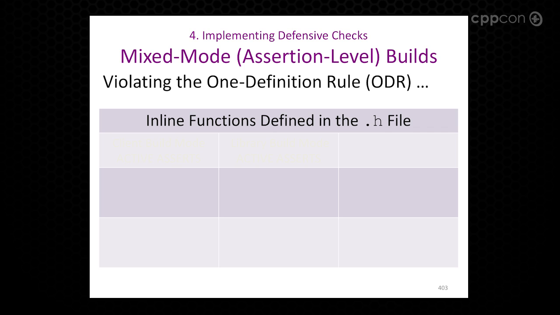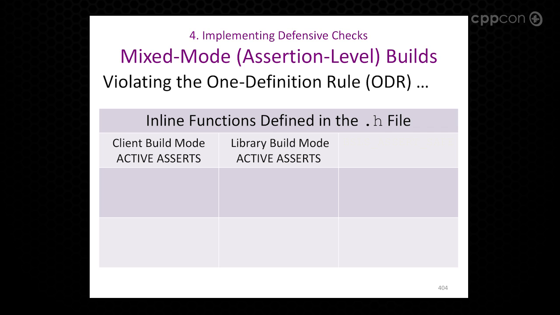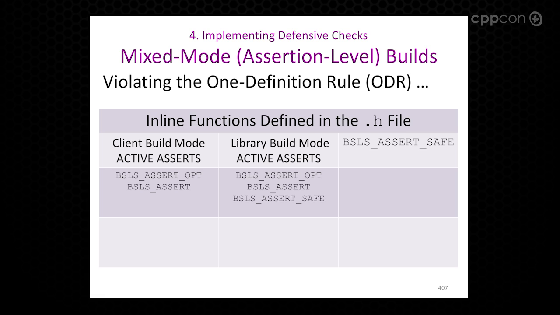We have an inline function defined in the .h file of the library component. And we have the same situation. We're talking about BSLS assert safe now. So I have BSLS assert opt and BSLS assert active in the client, and I have all three active in the library. In other words, the library was built that way. What do you think? Is the assert in the inline function in the library going to be active or not? Probably not active. Probably not, but possibly.